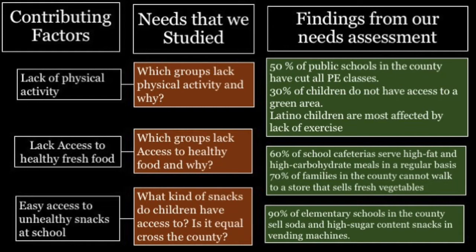When looking at the state of access to healthy fresh food, we found out that 60% of school cafeterias serve high fat and high carbohydrate meals on a regular basis, and that 70% of families in the county cannot walk to a store that sells fresh vegetables. Maybe we also found that 90% of elementary schools in the county sell soda and high sugar content snacks in vending machines. So now we have a detailed and deep knowledge of the state of these protective factors that contribute to childhood obesity.